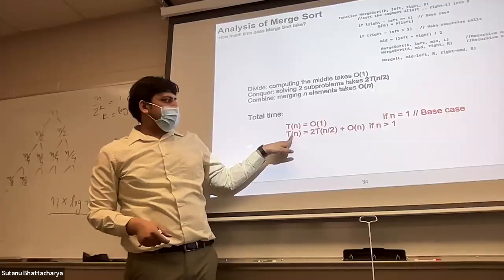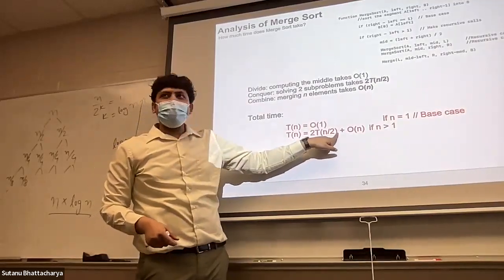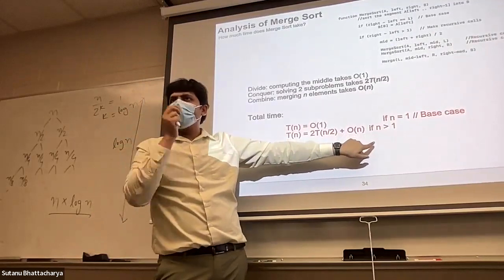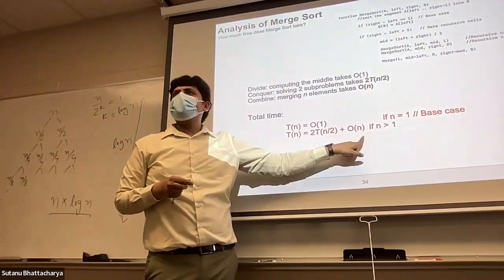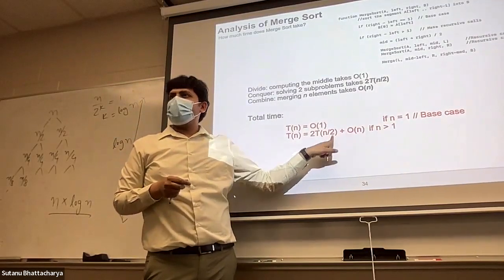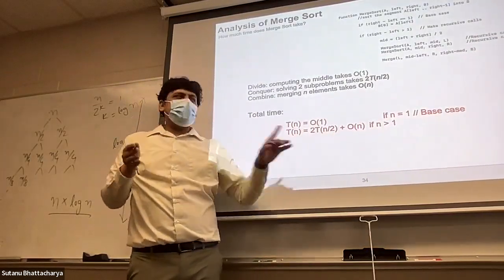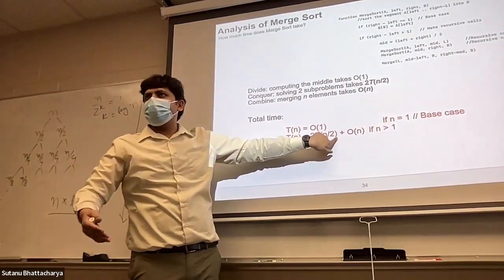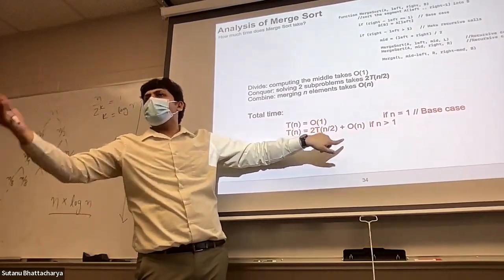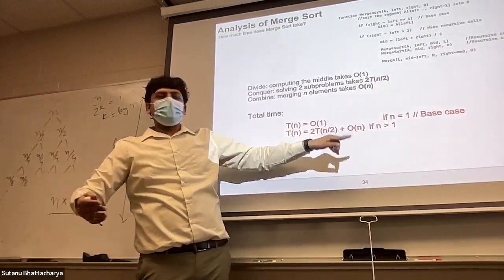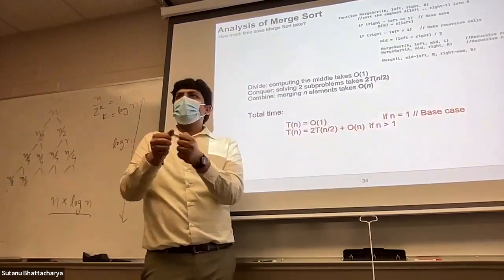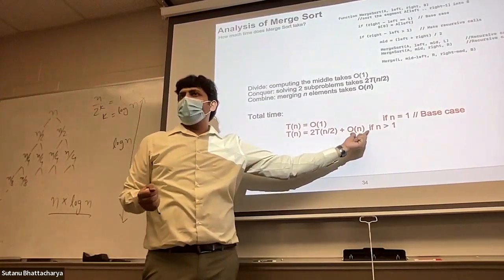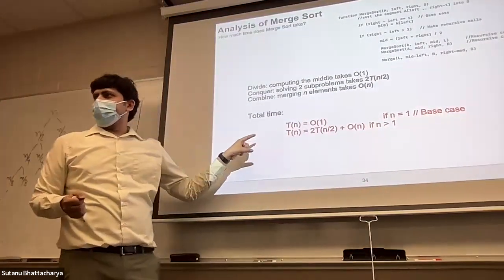So the recurrence relation is Tn equals 2T(n by 2) plus order of n. Order of n for merging. This is for division, this is for merging. Every time the problem of size n will become 2 problems of size n by 2, then 4 problems of size n by 4, like that. So this is for division, this is for merging. So divide and conquer. This is the recurrence relation.